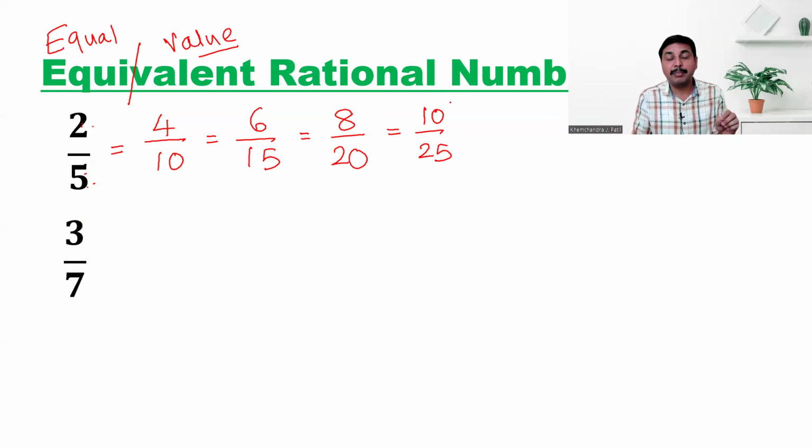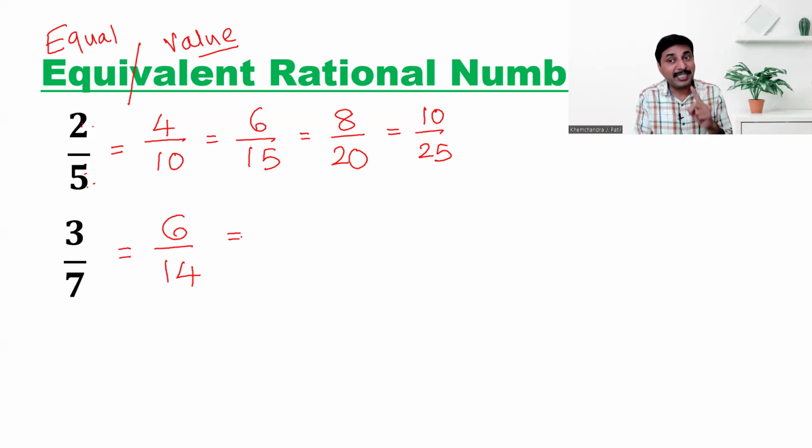Now, my dear friend, take a paper and pencil and try to list down 4 equivalent rational numbers of 3 by 7. Just multiply the numerator and denominator by 2, then 3, then 4, and then 5. Yes. So if you multiply 3 by 7 by 2, the next equivalent rational number you will get is 6 by 14. I hope you got the same.